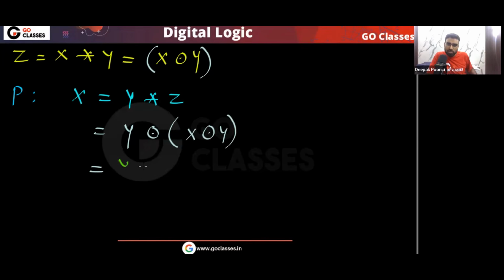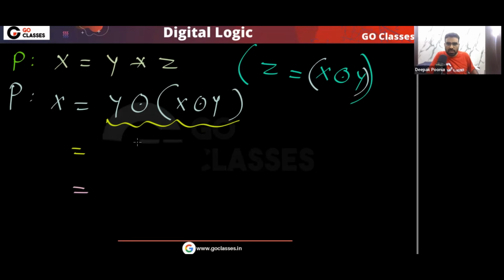Because XNOR is commutative, I can also write this as Y XNOR X. So we know that XNOR is associative and commutative. So we can just apply the commutative property. It will become Y XNOR X. And because it is associative also, we can remove the parenthesis, remember. Okay, just remove the parenthesis.